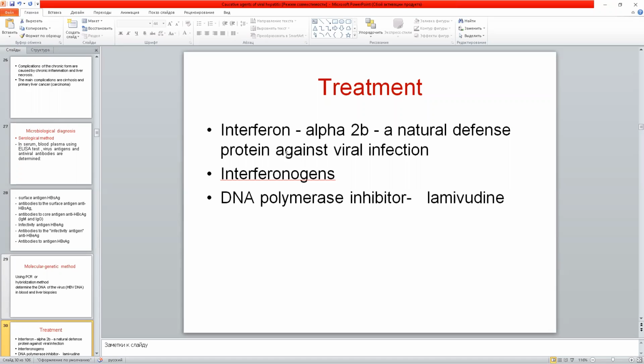Now scientists developed the idea that it is better to stimulate own interferon production. And some medicines are produced, some chemicals like cycloferon, a stimulator of own interferon production. And a chemical is produced, a DNA polymerase inhibitor, lamivudine. I told you that if the virus has its own enzyme, a chemical should be produced for destruction of this enzyme.